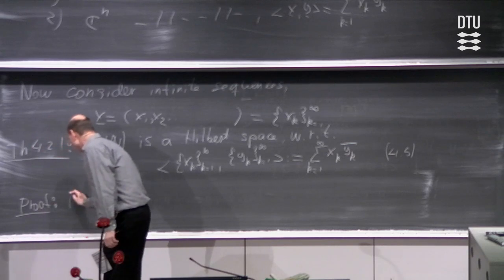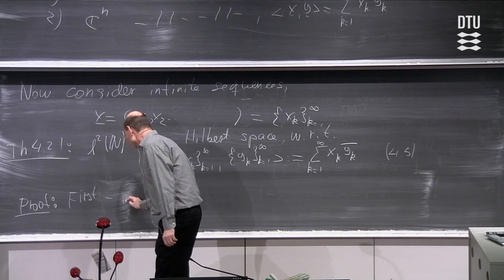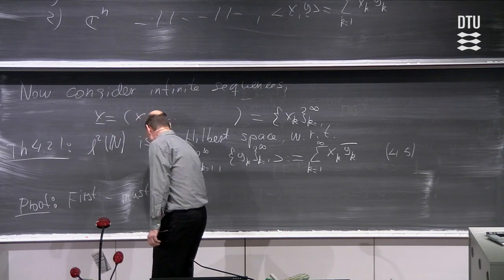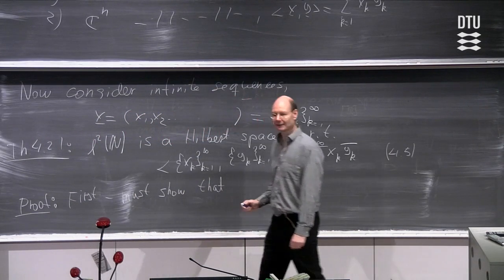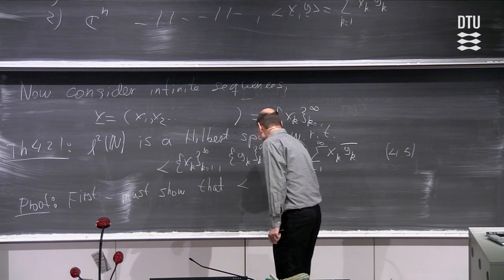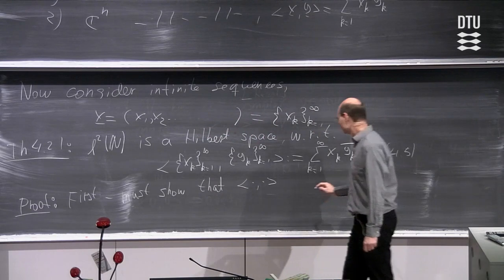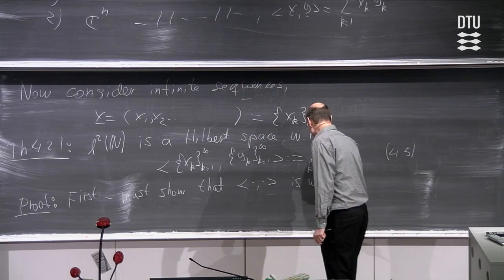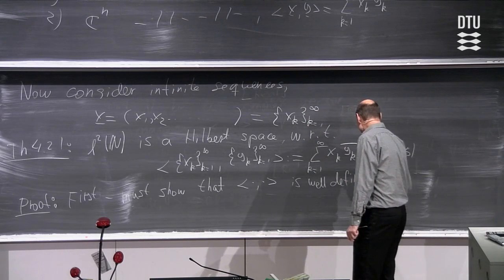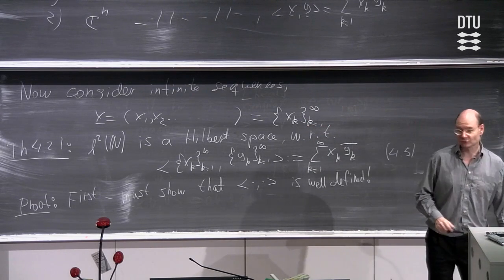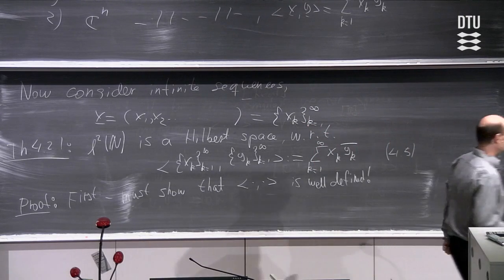So the very first step is that we must show, and now I'll just write it in abstract notation, so we must show that this inner product is well defined. So I would like, if any of you could tell me, what does it mean that this inner product is well defined? What do we have to prove now?